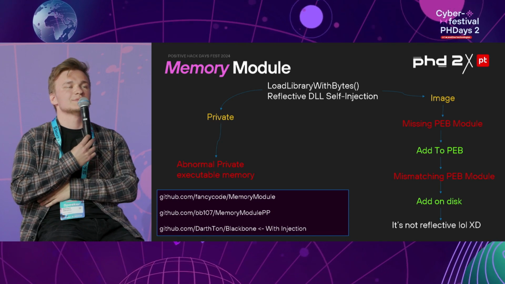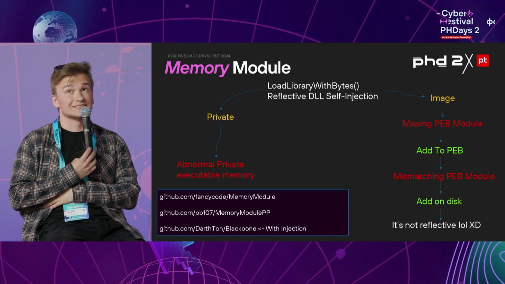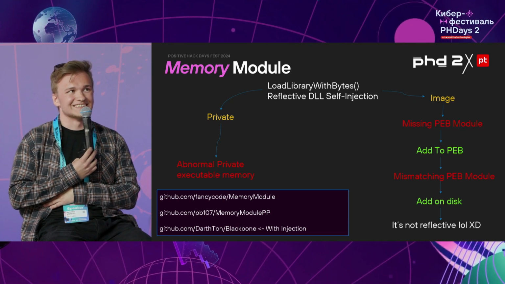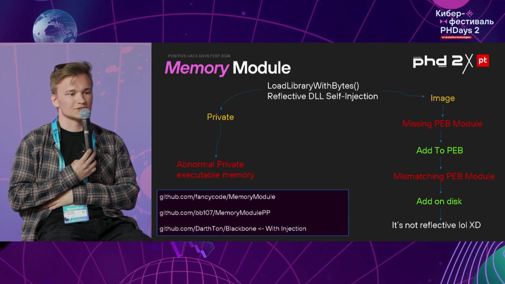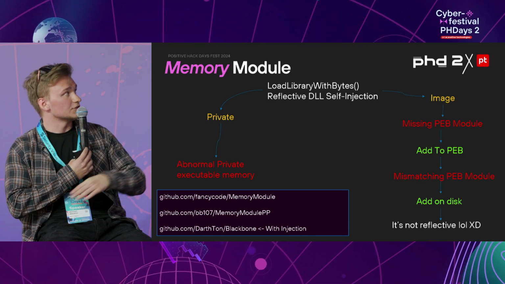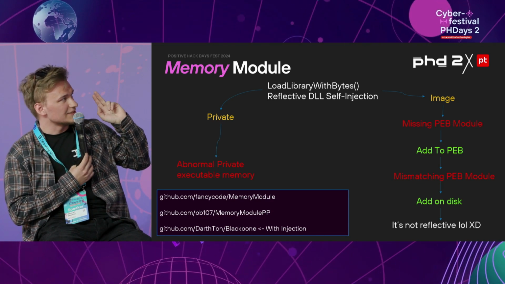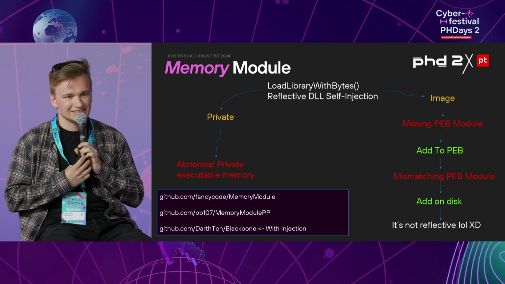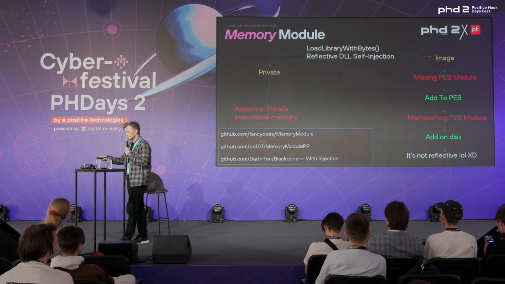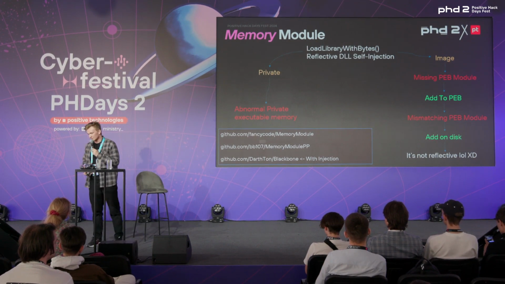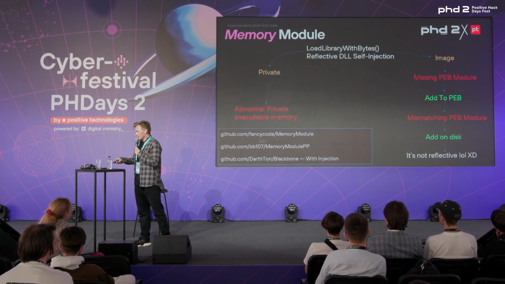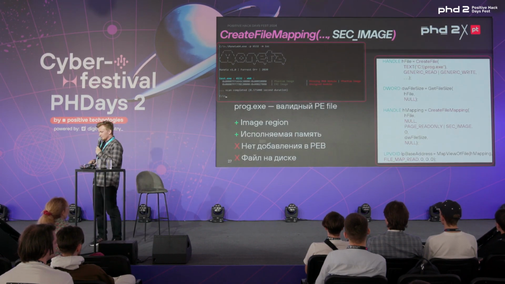Well, ideally, if we consider the memory module in the context of the less detectable way of injection, then we should go to the image region, and apart from that, we need to add entries to PEP. And remembering that we have a lot of false positives, we can conclude that our payload is not going to be easy to detect.